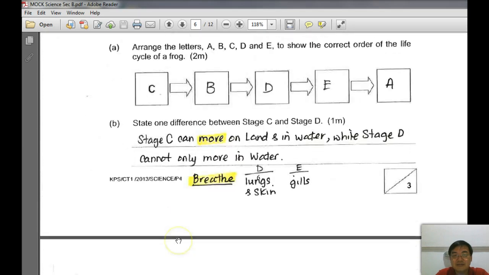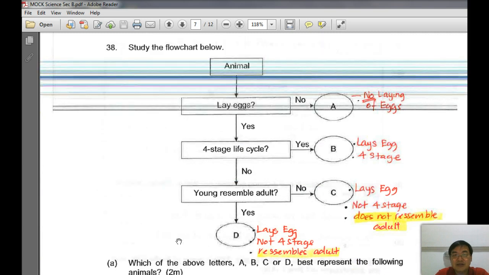Next. As usual, as you read through, it says lay eggs, no, then you put A over here, it does not lay eggs. Most probably it gives birth, or it reproduces by cell division or by spores. Now, if they do lay eggs, it means yes over here, B, C, D, they do lay eggs. That is why I place lay eggs here.